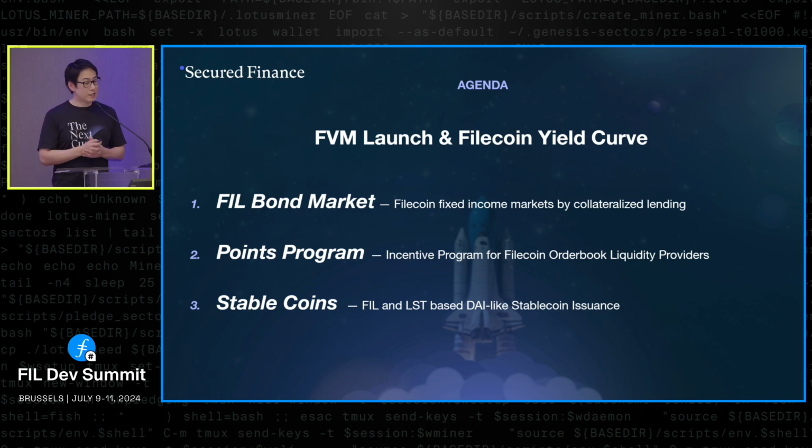And lastly, I am going to talk about the idea of stablecoins and Filecoin. Now the Filecoin DeFi ecosystem is supported by lots of liquid staking projects, and we also want to have the capability of adding utilities to liquid staking tokens. So we take Filecoin, iFIL, and other liquid staking tokens as collateral, and then create something like a DAI-like stablecoin issuance. So I'm going to expand on this later on.